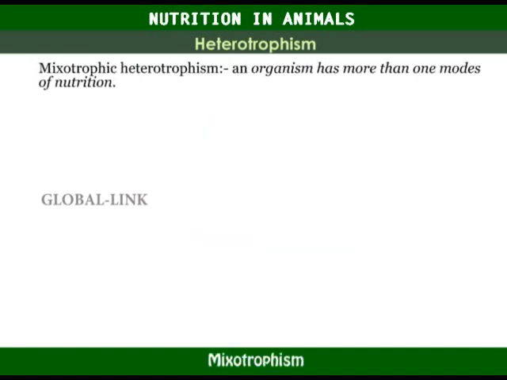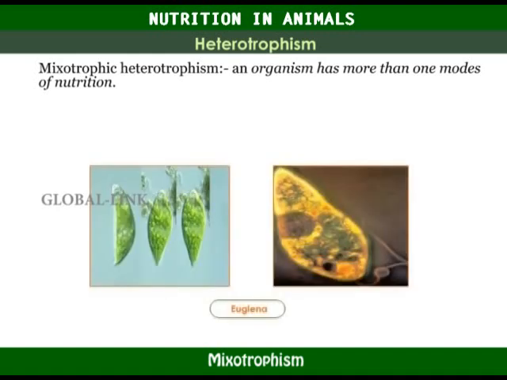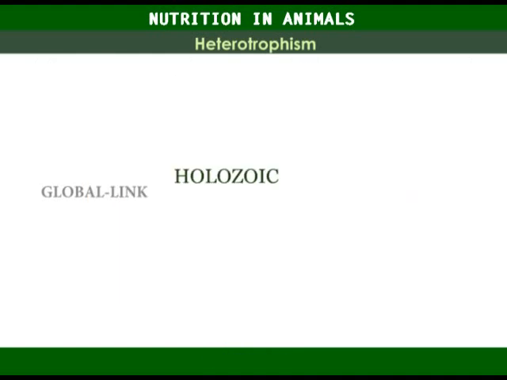A mixotrophic heterotroph has more than one type of nutrition. Examples include Euglena. In this part, we shall look at holozoic nutrition.